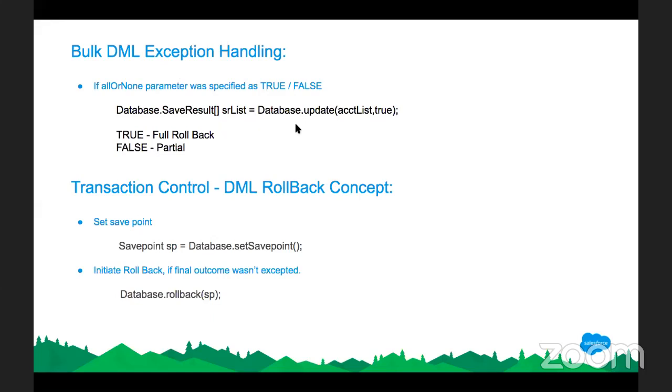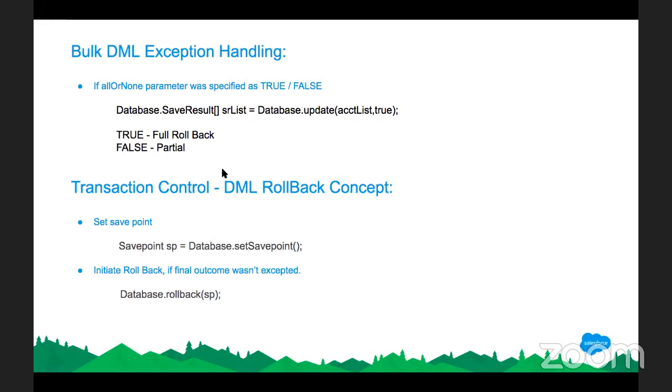So this is the difference between defining the DML statement directly, like update accountList, and using Database.update with accountList and the allOrNone parameter. This is how we can manage the DML exception.